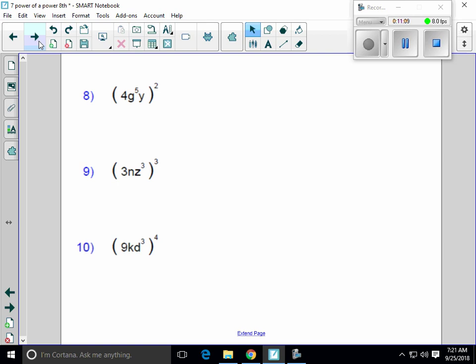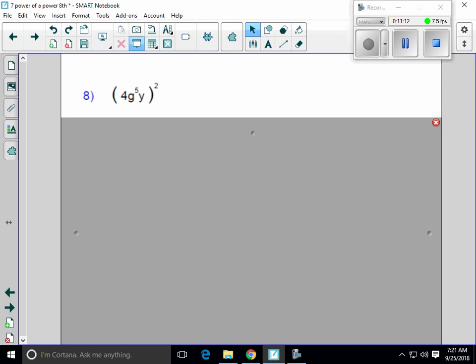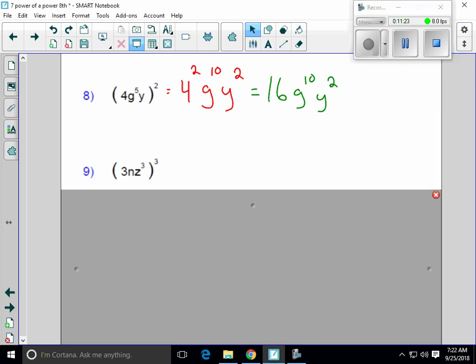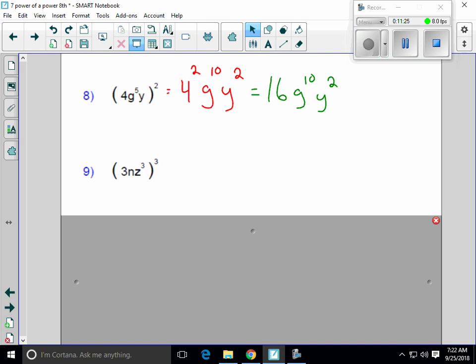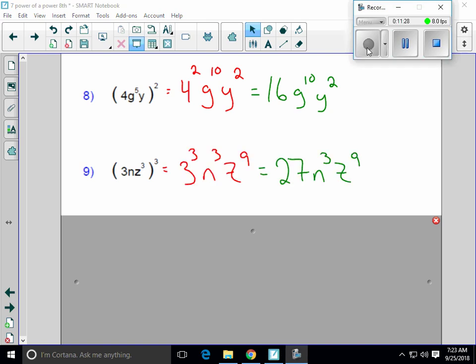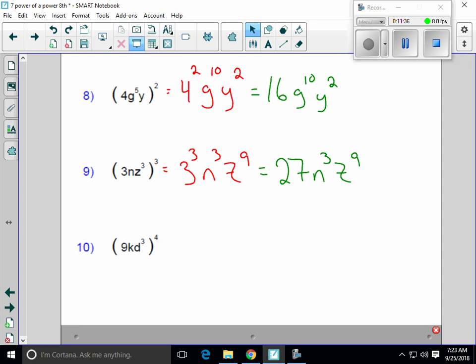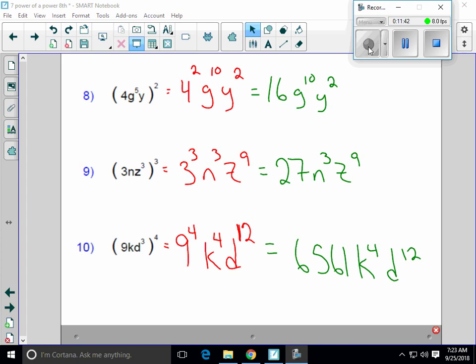All right, here are some to try. Go ahead, start with number 8. See what you can get. Okay, your answer to 8 is 16g to the 10th y squared. Try number 9. 27n to the 3rd z to the 9th. And one more on this page. Number 10. And the answer for 10 is 6,561 k to the 4th, 8 to the 12th.